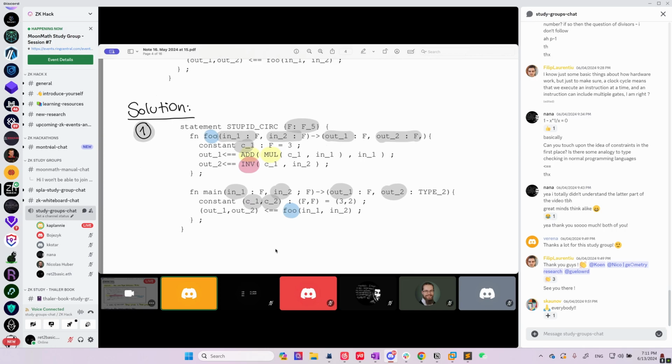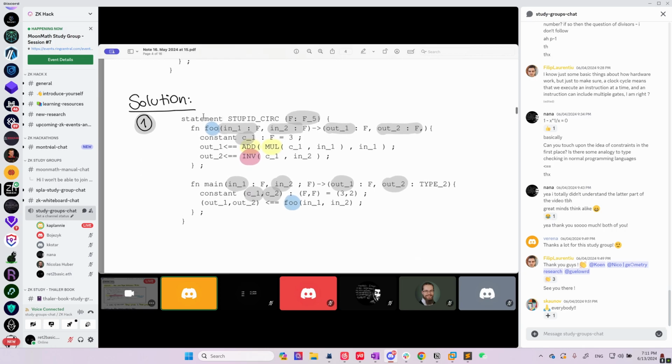So I highlighted a little bit what I thought would be interesting. It's called stupid circle. We are in F5, so that's good because we're supposed to do it in F5. And then we're going to jump immediately to the main function and see what inputs we have. They're both witnesses, so they're both private. We have 2 inputs and 2 outputs actually. And we have 2 constants, C1 and C2. They're from the field F5, and they're 3 and 2.